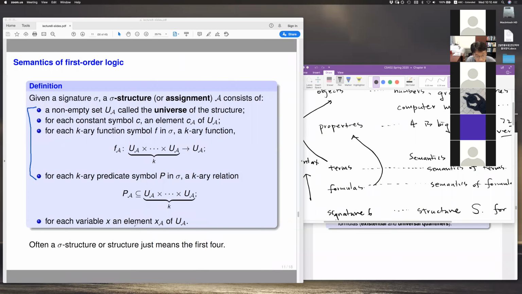We assume there are countably many variables, and for every variable, we provide its meaning as an element in the universe of the structure. But if you later become interested in logic and look at model theory or the semantics of first order logic, typically the structure means the first four. So maybe in the remaining 5 minutes, we can look at some concrete examples of structures.